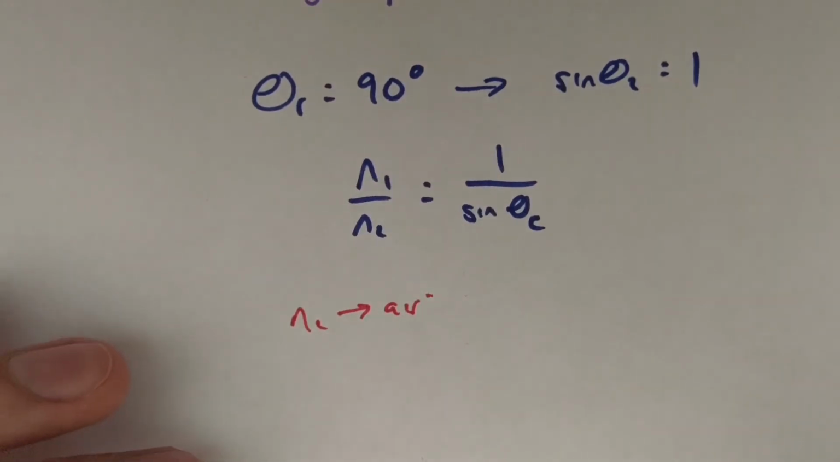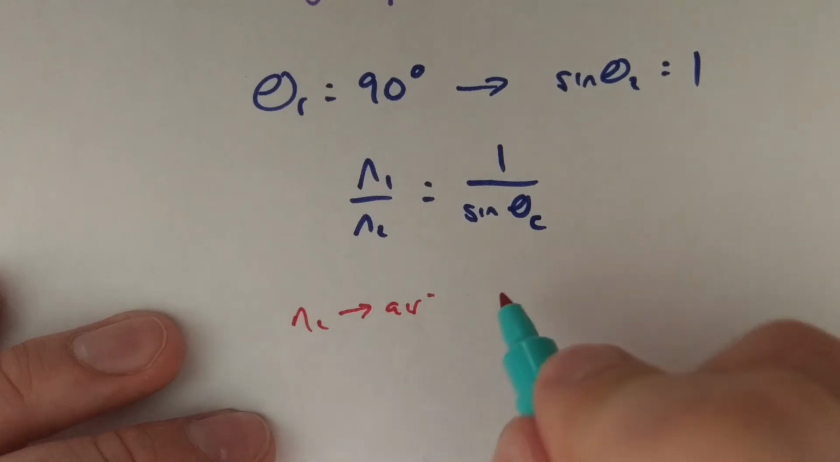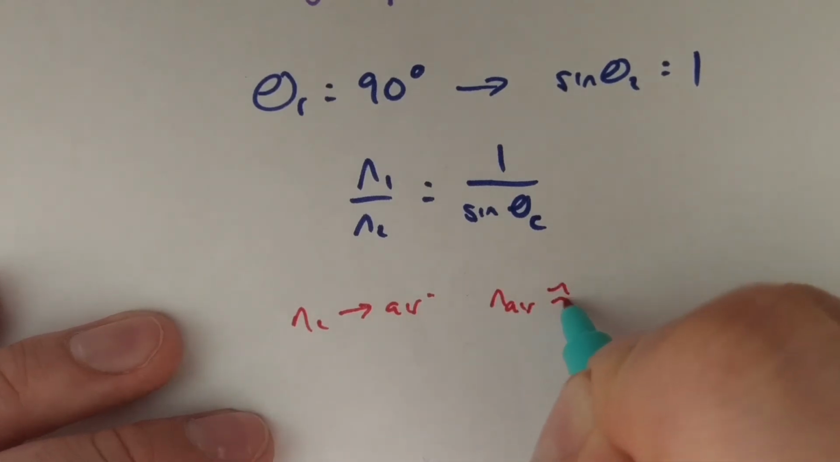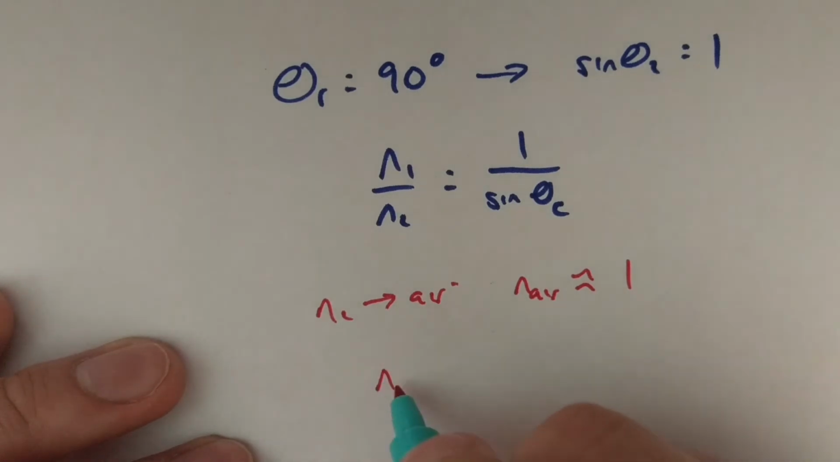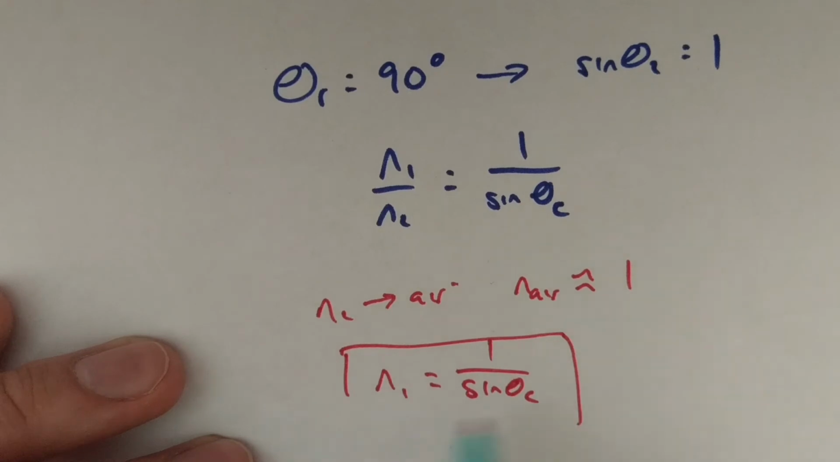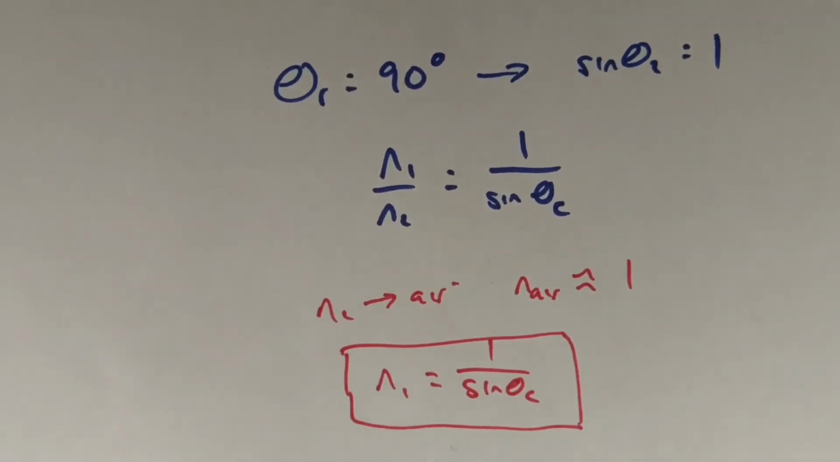We can actually simplify that even more if we know that n2 is air. So if we've got a material and we're passing out into the air, we can approximate the refractive index of air to be 1, which means this equation will simplify down to n1 equals 1 over sine of the critical angle.